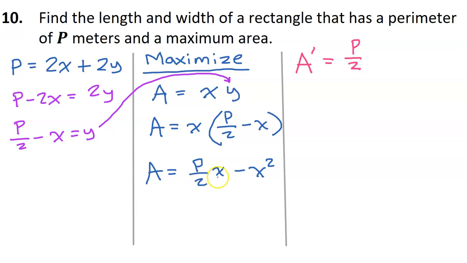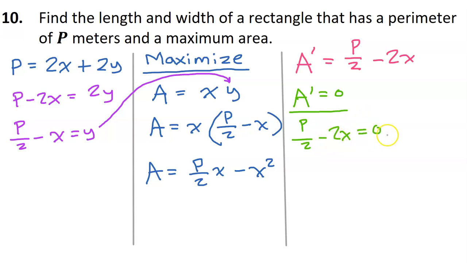All right, it's just the constant. The derivative of negative x squared is negative 2x. Let's set the derivative equal to 0 to find the x value that maximizes the area. So we have p over 2 minus 2x is equal to 0. Adding 2x to both sides, we have p over 2 is equal to 2x.